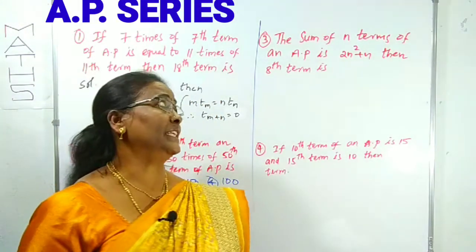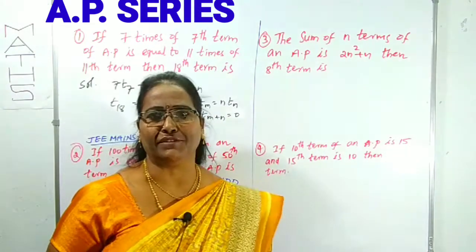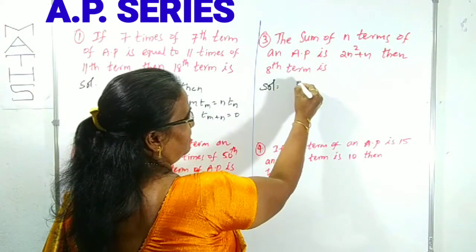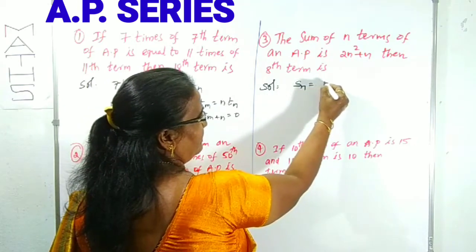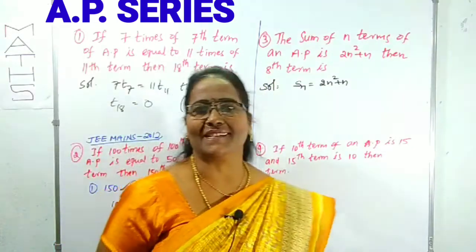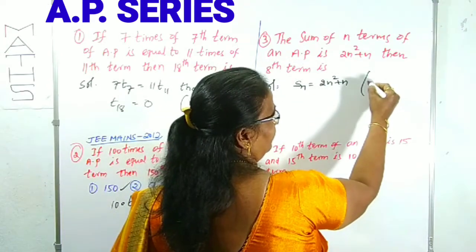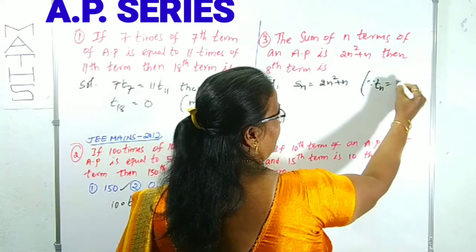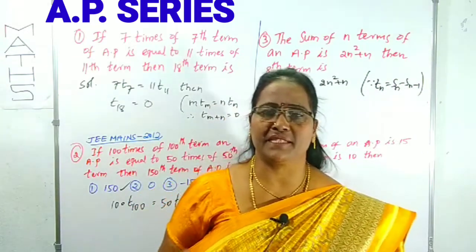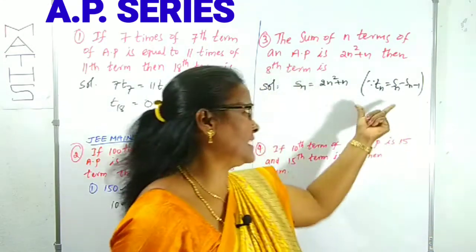Now look at question number 3. The sum of n terms of an AP, denoted by Sn, is given as 2n square plus n. Then the 8th term is asked. To find the nth term when the sum of n terms is given, Tn is Sn minus Sn minus 1. If the sum of n terms is given, to find the 8th term, 2nd term, or 3rd term, we can use this step.